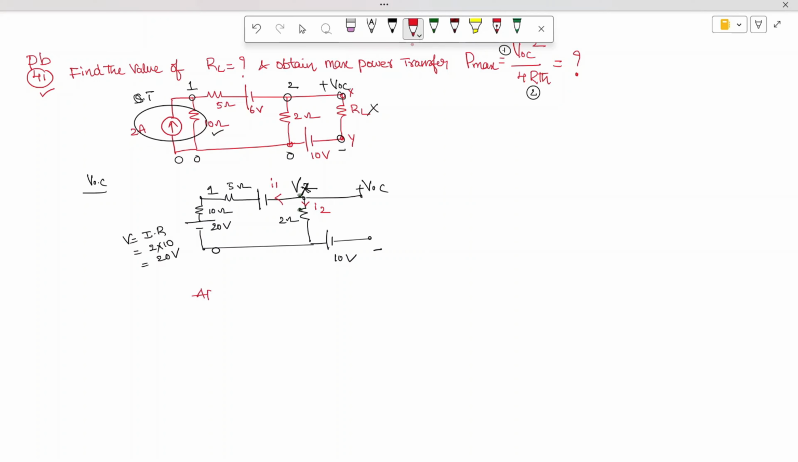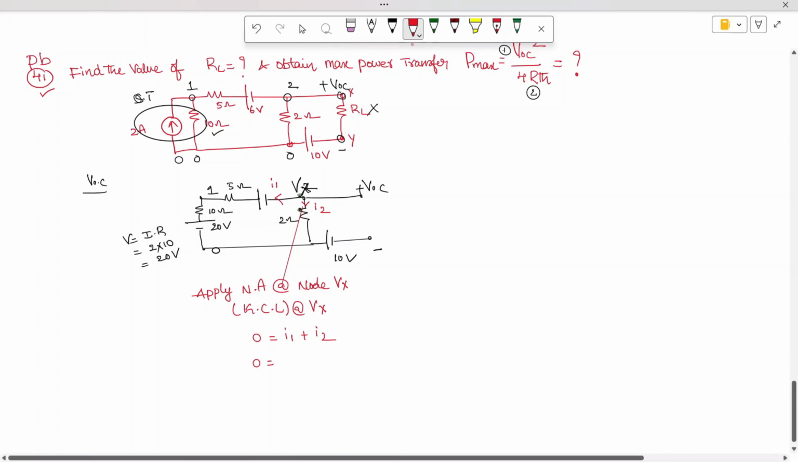Now let us try to apply nodal analysis. Okay, so apply nodal analysis at node Vx. That's nothing but applying Kirchhoff's current law at node Vx. So you can see here how many entering currents are there. No currents are entering, only leaving currents are there, which is I1 and I2. So 0 is equal to I1.